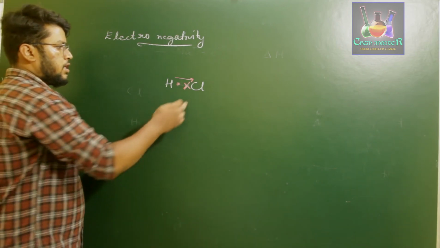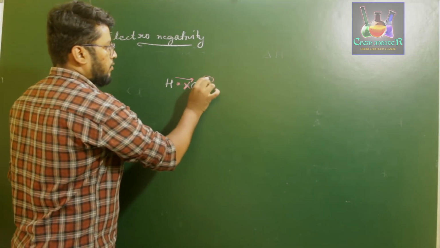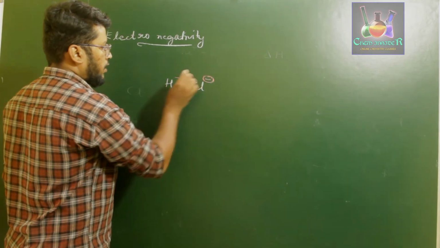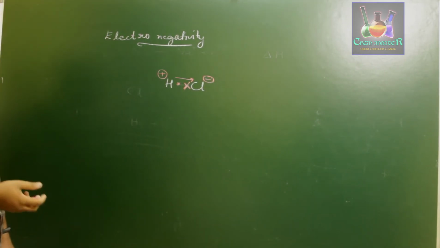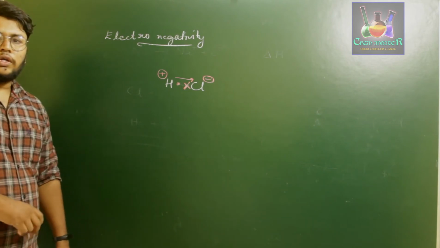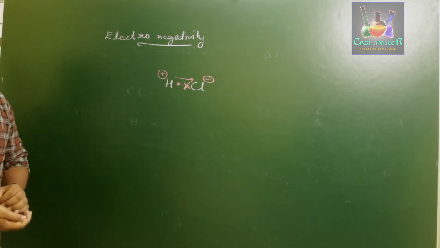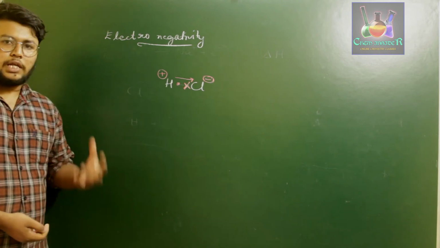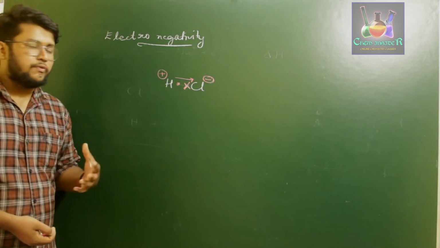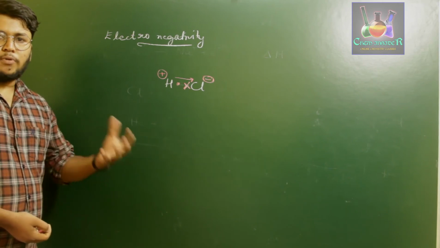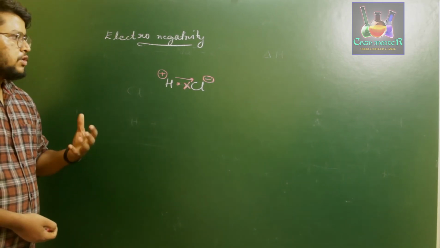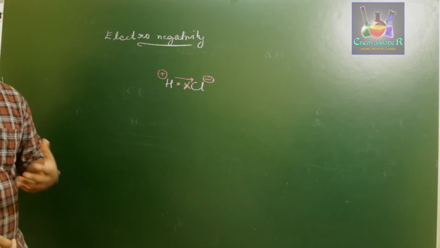Therefore, we call chlorine electronegative, whereas hydrogen is electropositive. That is, whenever an element involved in a bond pulls the bonding electrons towards itself, that element is said to be electronegative.